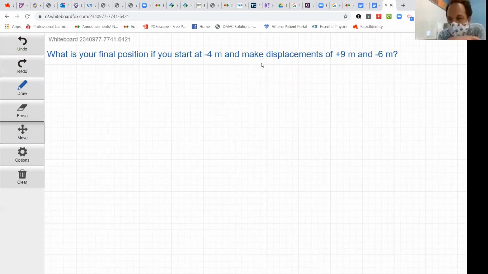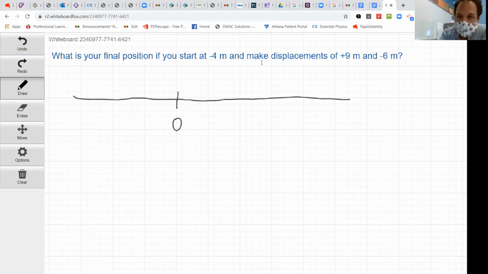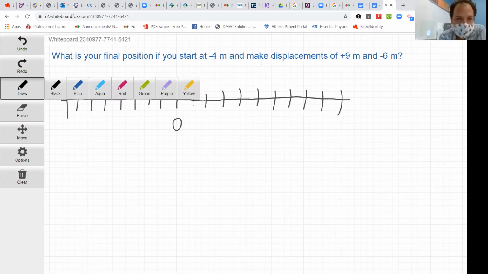All right. So with problems like these with nice whole numbers, it's easy to see it on a number line. So let's do that. Let's draw this in black. I'm going to put 0 here, or origin, and we're going to go 1, 2, 3, 4, 5, 6, 7, 8, 9, 10. 1, 2, 3, 4, 5, 6, 7, 8. Maybe that's long enough.